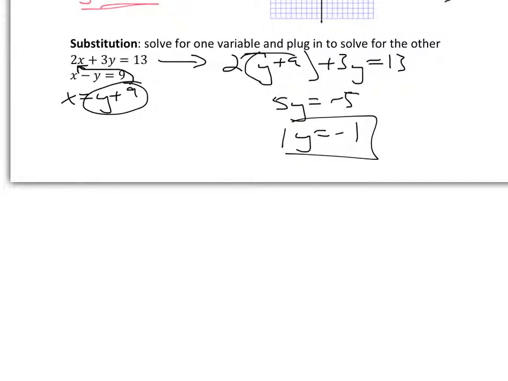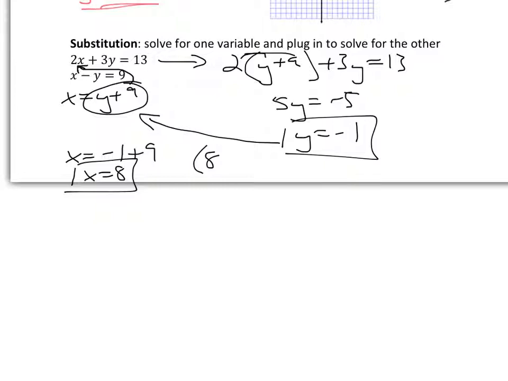Once I get my y equals -1, I can plug it back into any of those equations to solve for x. And so I've got x equals negative 1 plus 9, x equals 8. So the answer is 8, negative 1. You can answer this way, x equals 8, y equals negative 1, or as a coordinate, because we know that all this means is a point on the line.